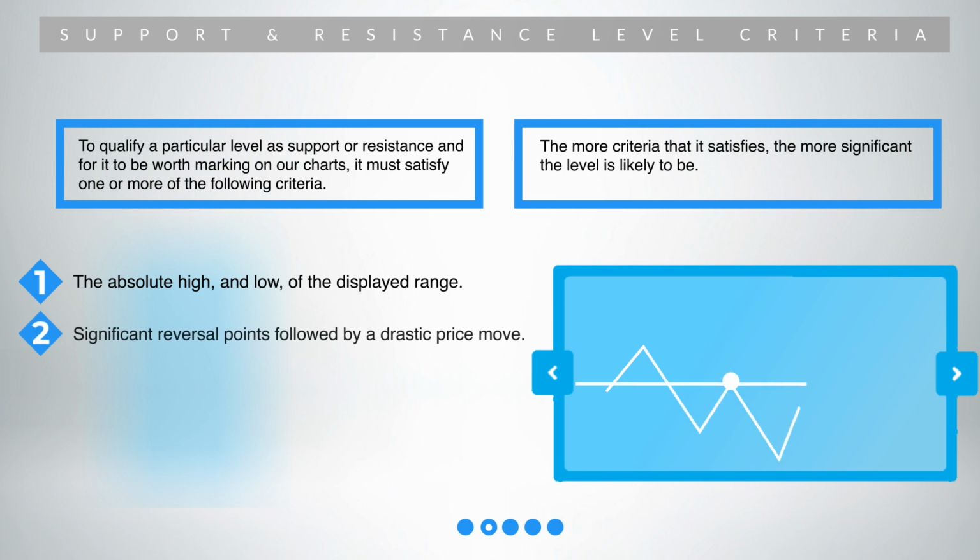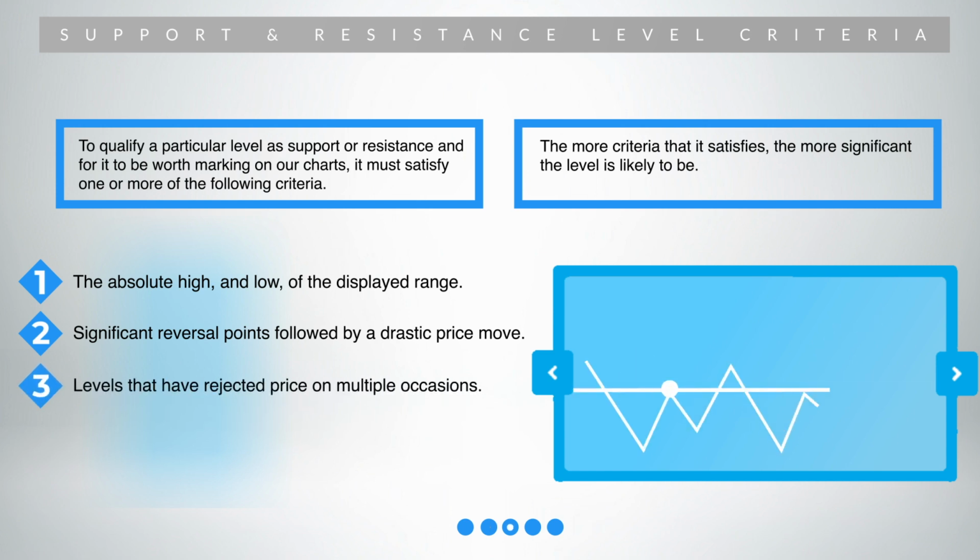2. Significant reversal points followed by a drastic move of price. The more drastic the move away from a level, the more obvious this level will be to other traders, and the greater the chance that it will be marked on their charts as well. Remember, other traders entering or exiting the market at specific price areas is what creates the effects of support and resistance. It is important that we are marking the same levels as everyone else, which are always going to be the most obvious levels.